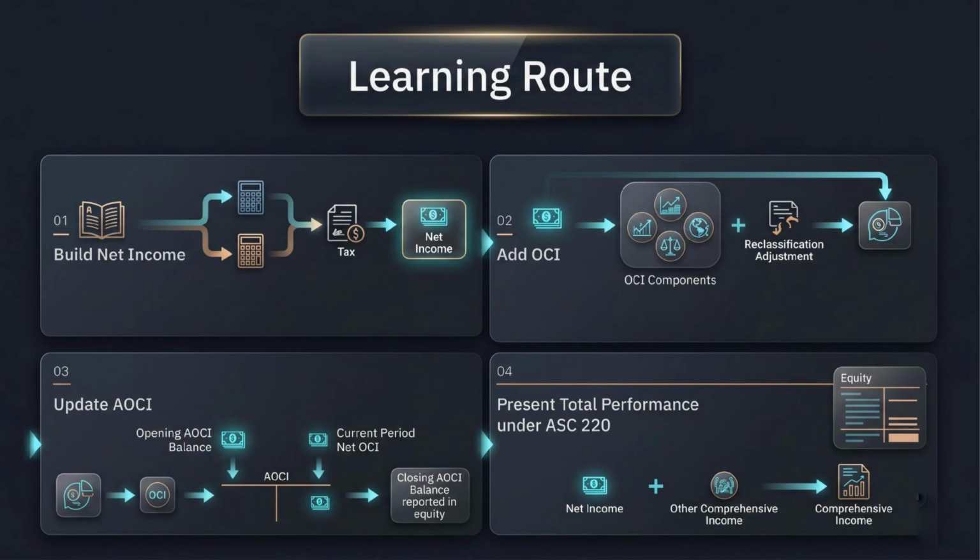Our learning route has 4 steps. First, we build net income from sales, cost of sales, operating expenses, interest, an unusual item, and tax. Second, we identify OCI items and calculate the net of tax effect. Third, we update AOCI in the equity section. Fourth, we combine net income and net OCI to present comprehensive income. Keep this route in mind. Build earnings, add OCI, update equity, present total performance. That is the practical path of ASC 220.